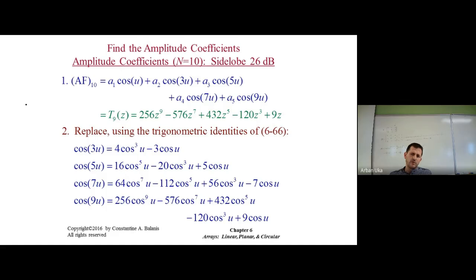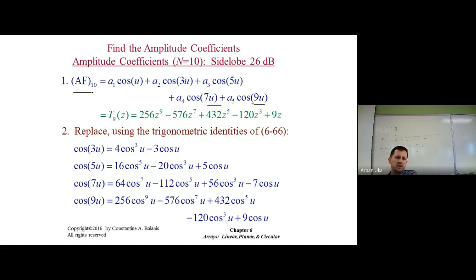AF10 will be equal to the summation, or linear combination, of 5 different terms. Let's not forget the number of terms: it's always almost half of the number of antennas in the array. So here we get A1 times cosine U plus A2 times cosine 3 times the fundamental frequency. Let's assume the fundamental frequency is U, and then all of the subsequent terms will have the fundamental frequency times 3, another term which is cosine of the fundamental frequency times 5, times 7, and finally times 9.